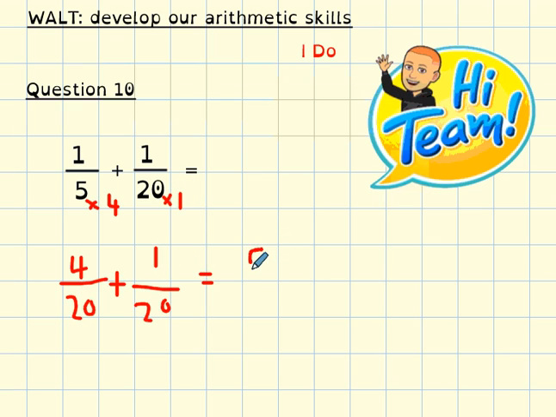1 times 1 is 1. 5/20 is my answer, or in its simplest form, because they're both divisible by 5. 1 lot of 5 makes 5, and 4 lots of 5 make 20. So in its simplest form, it would be 1/4. So they're my 10 questions.